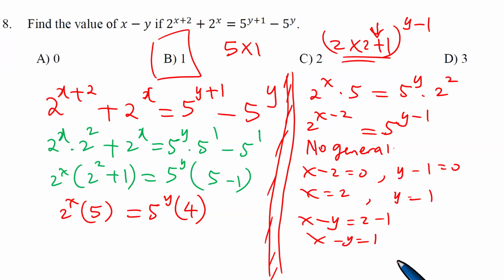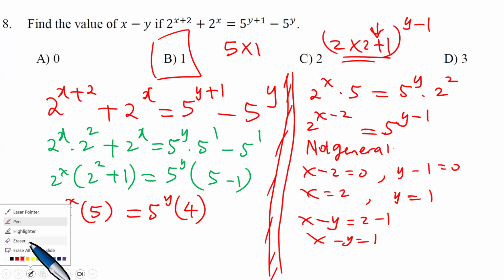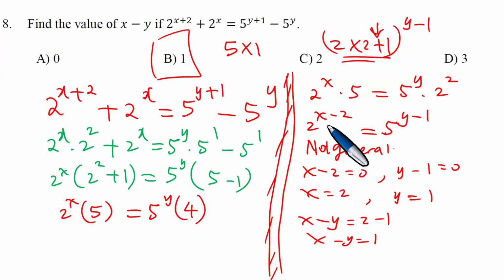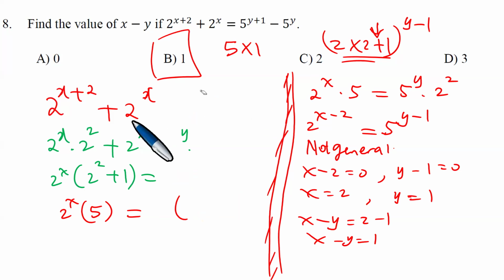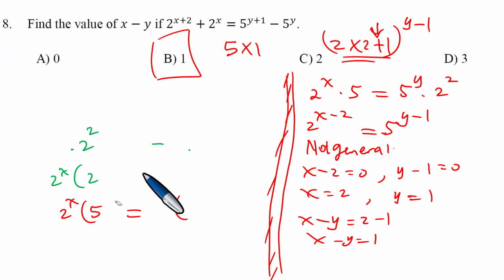For integers, you assume that the powers are 0 because the bases are different. The only way this can be equal is when the top is 0 and the top here is 0, so x is 2 and y is 1. But you see, the actual solution to this is more complex than that. What would the actual solution be? You need to solve for x, make x the subject, and after that you manipulate. I'm going to show something here.